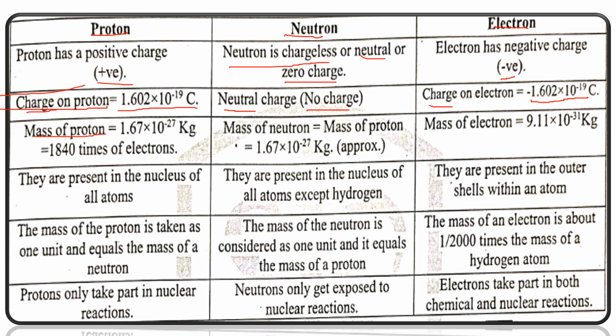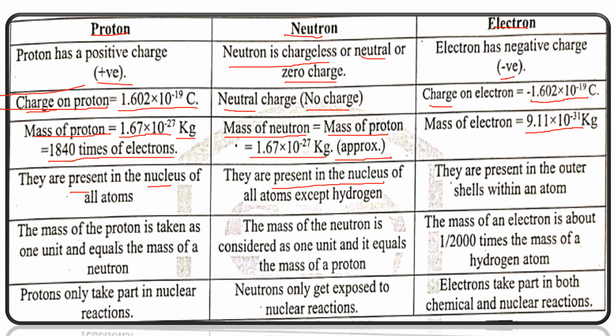The mass of the proton is 1.67 into 10 to the power minus 27 kg, which is 1840 times that of the electron. The mass of the electron is 9.11 into 10 to the power minus 31 kg. The mass of the neutron is approximately equal to the mass of the proton, 1.67 into 10 to the power minus 27 kg. The proton is present in the nucleus, as is the neutron.